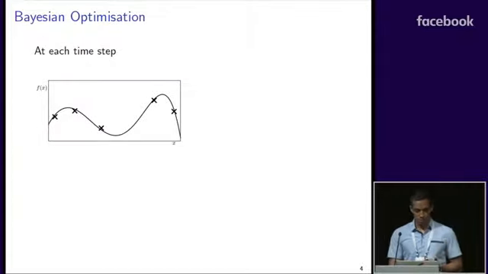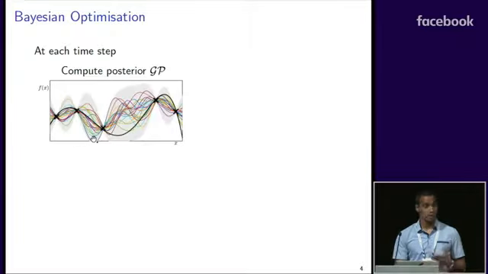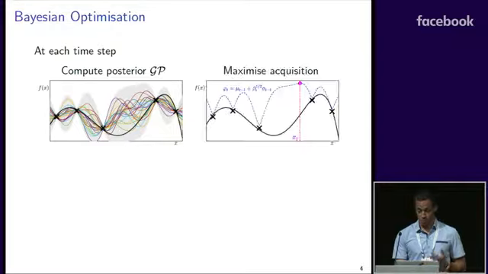So how does Bayesian optimization work? Let's say, for example, this is a function you want to optimize. At a given time step, you're going to use your past evaluations to construct the posterior Gaussian process. And then you're going to use this posterior to define what is called an acquisition function, that is the dotted blue line here. And then the maximum of this acquisition is going to be your next point for evaluation.